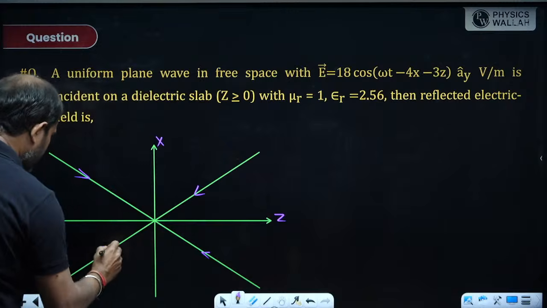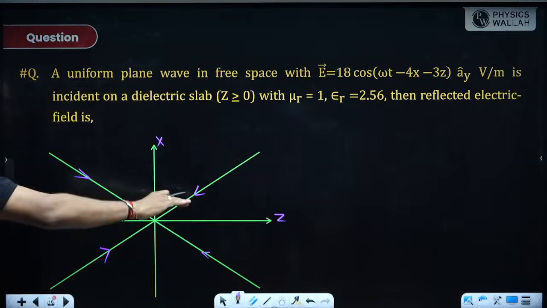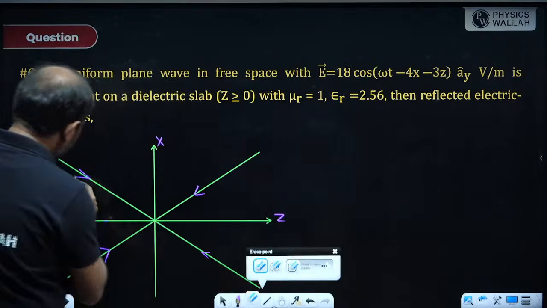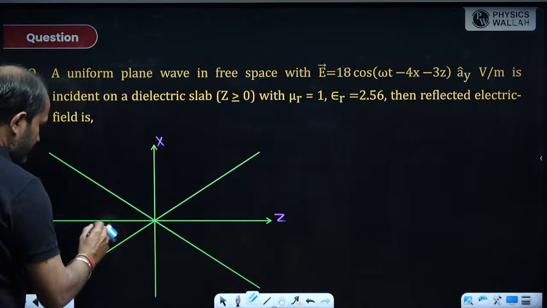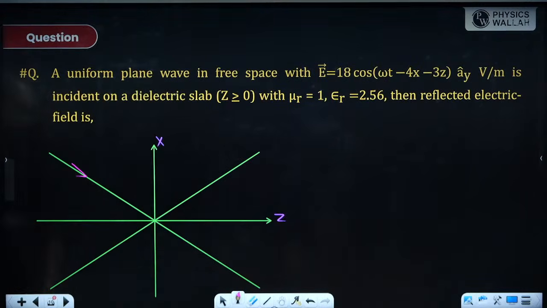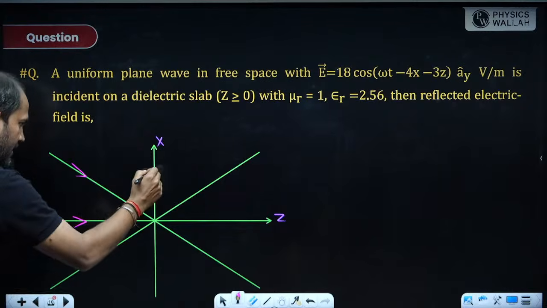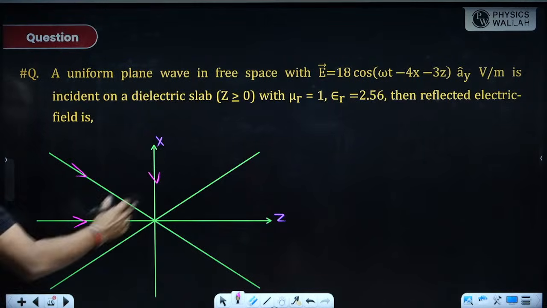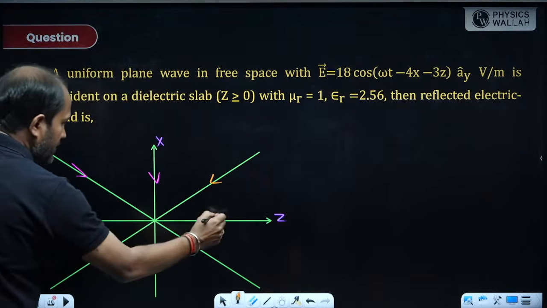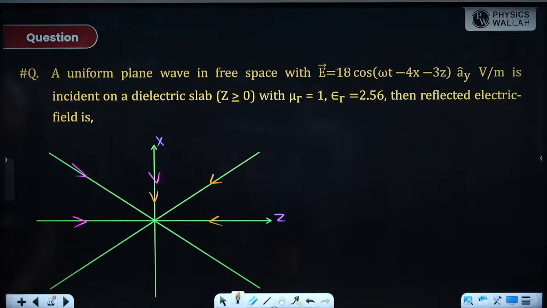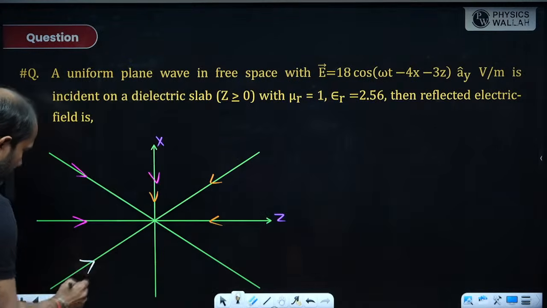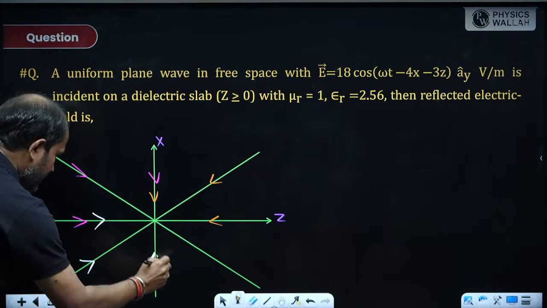So this wave is traveling in plus Z and minus X direction. If you ask, first one is traveling in which direction? I'll mark it with a different pen. So it is traveling in plus Z and minus X direction. Second one is going in this direction. Third one is traveling in this direction.